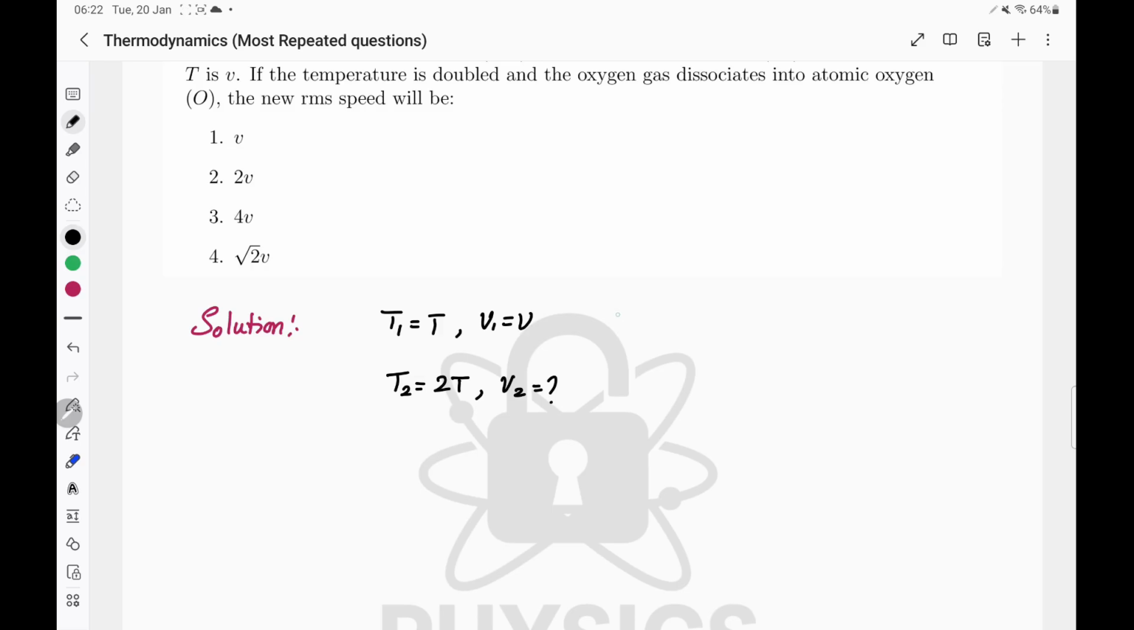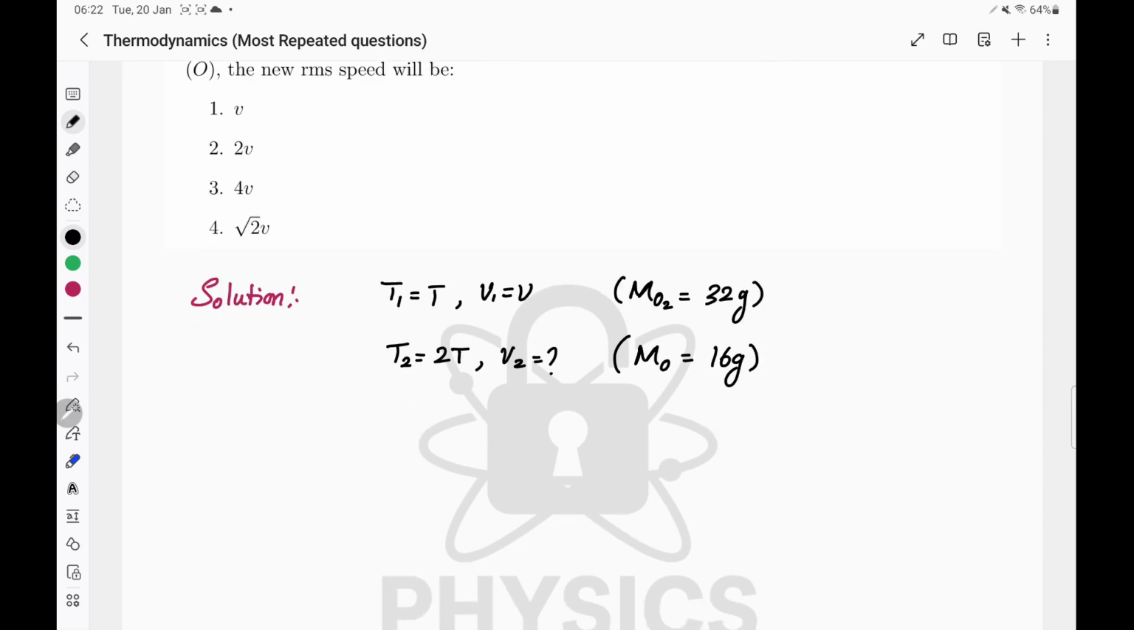Apart from that, they've also told that initial molecular mass is of O2. Why? Because initially you had oxygen molecules which are always diatomic. So we will take its molecular mass 32 grams. But in second case, capital M is only of O. And you know atomic oxygen has a gram atomic mass of 16 grams.